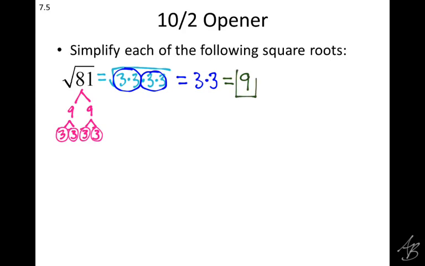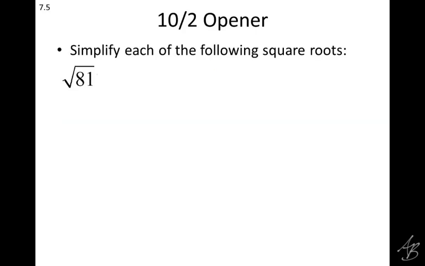Perfect. Now, since we got a whole number answer, what does that mean about 81? What kind of number is it? It's a perfect square. Okay, did anybody do this one a different way? Last week, when we had a problem like this, we actually did this problem a different way. Does anybody remember that?